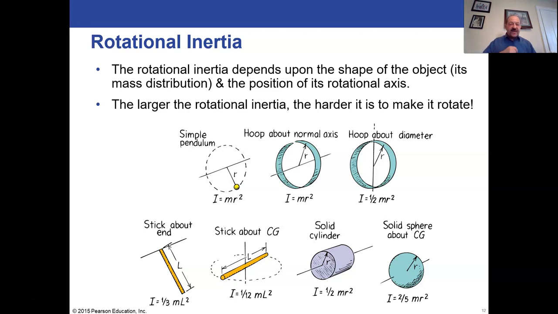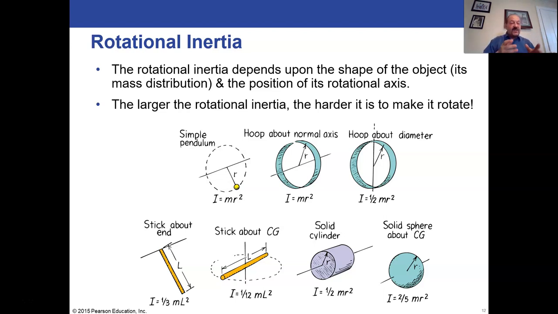And if we look at the simple pendulum and the first hoop, the hoop about a normal axis, normal just means perpendicular to the ring, so it's going through the center of the ring, and you're spinning the ring as you would say rolling the ring, okay. In those cases, all the mass is all the same distance from the center. It's all the distance of the radius from the center. So that formula is very straightforward. It's mass times radius squared.